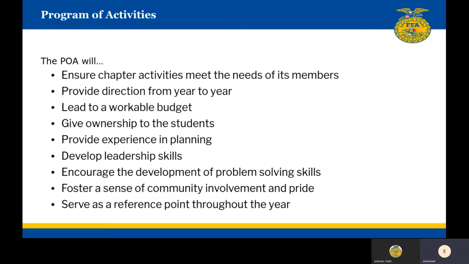And also for me, I think the biggest thing with a POA is it really lets your students see everything that has to go into running a chapter, and they tend to take a lot more ownership when you show them that they can really create this program of activities for the members and the students at your school, and they tend to take a lot of pride in that and see that as a really great thing to be a part of. It lets them plan and develop those leadership skills while getting involved in their community.